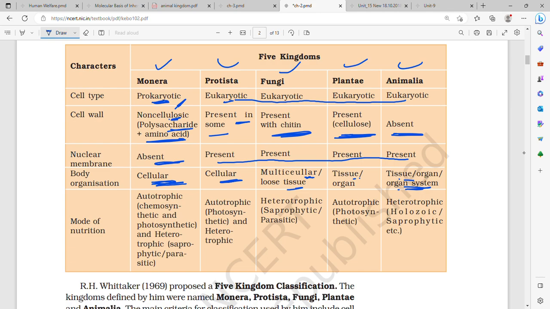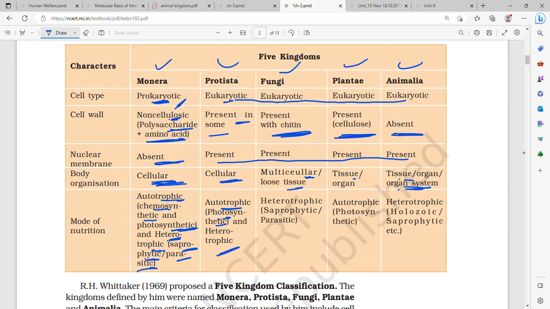Monera: the mode of nutrition is autotrophic, that is they can make their own food, either chemosynthetic autotrophic, that is using oxidation of chemicals, or photosynthetic autotrophic, that is using sunlight and chlorophyll, the way plants make food. And also heterotrophic, that is they do not produce their own food, they depend on others for food and nutrients. Heterotrophs can be saprophytic, that is feeding on dead and decaying matter, as well as parasitic, that is feeding on a host. Then Protista can be autotrophic, that is photosynthetic, as well as heterotrophic.